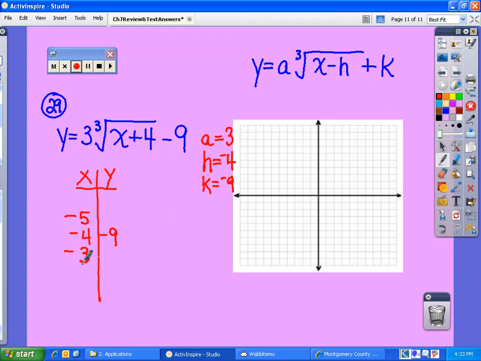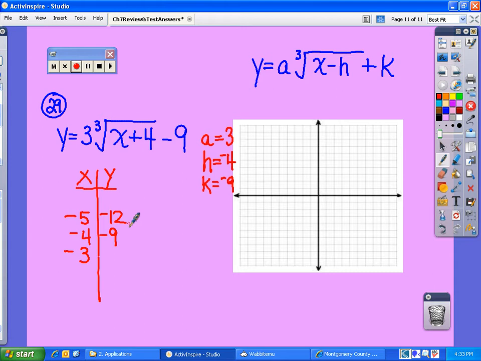When we put in negative 5 for x, we get negative 5 plus 4, which is negative 1. The cube root of negative 1 is negative 1. Let's multiply that by 3 and get negative 3, and subtract 9. That's negative 12. Those numbers are getting kind of big for us. They might not fit on the graph. Let's go the other direction.